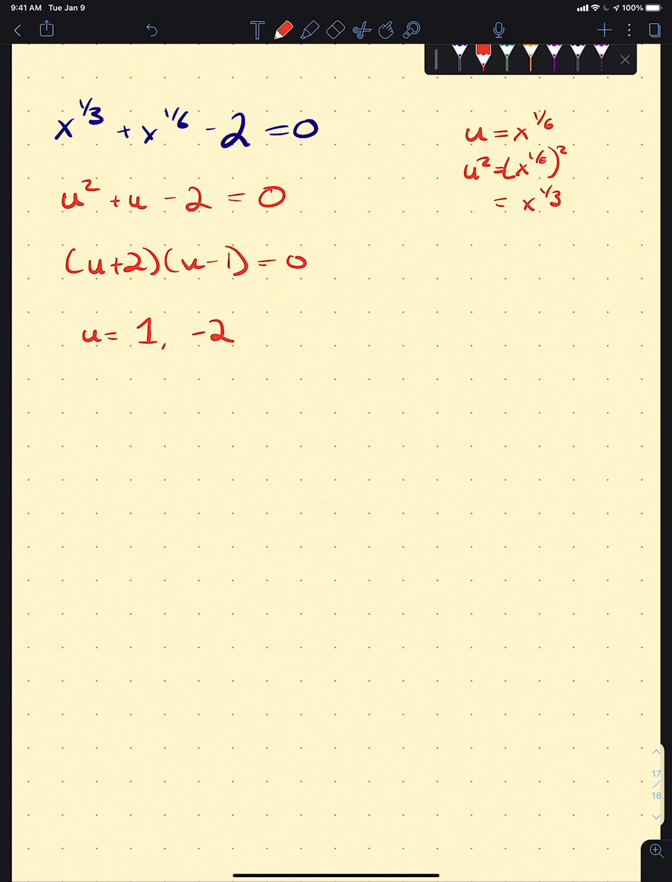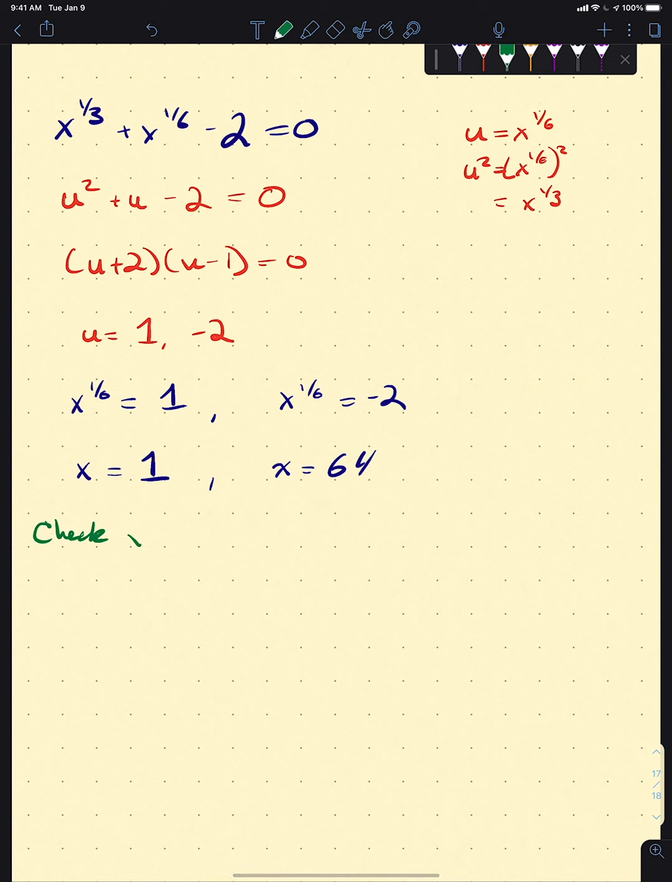but u is equal to x to the 1/6, right? So that means that x to the 1/6 equals 1 and x to the 1/6 equals negative 2. And so I need to raise both of these to the 6th power, right? And 1 to the 6th power is 1, and negative 2 to the 6th power is 64. So now we have two answers. We have x equals 1 and x equals 64. But one of the things that we need to be careful about here, right? We need to be careful with our answers when we have fractional exponents. When we have fractional exponents, we might end up adding extra solutions through this process. And the way we can fix that is simply by checking our answers, right?